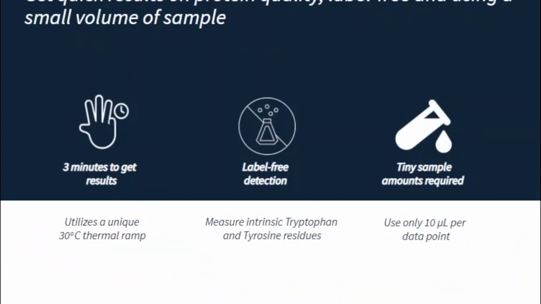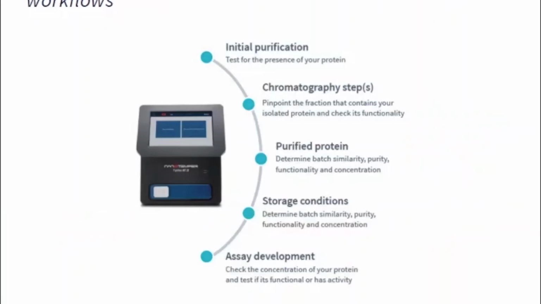So how does Tycho do this? It utilizes a unique 30 degrees C per minute thermal ramp, so you can get your results in just 3 minutes' time. As I mentioned, it's a label-free detection technology, so we're measuring the intrinsic fluorescence of your proteins, and this is from the tryptophan or tyrosine residues that are present in most proteins. Tycho uses only a tiny amount of material, specifically 10 microliters per data point, to get your results.